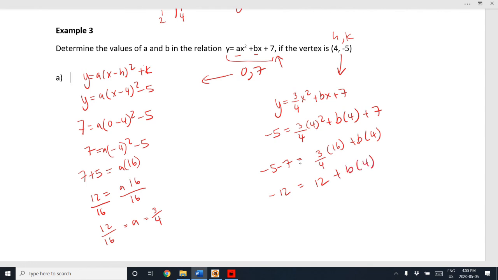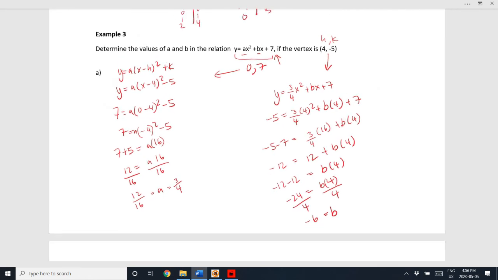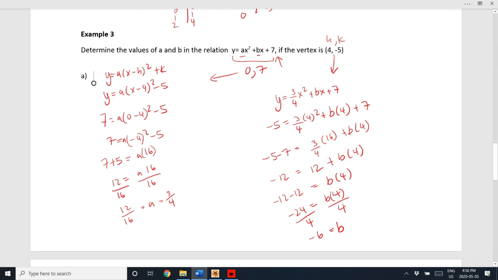Okay, so now we're going to move this 12 over to the other side. So we have negative 12 minus 12 is equal to b times 4. So negative 12 minus 12 is negative 24. Is equal to b times 4. We're going to divide both sides by 4. And we're going to get b is equal to negative 6. So now we have our a and our b. So we have to use both equations, going back and forth between them and filling in what we know. But we were able to solve our a and b in the end here.